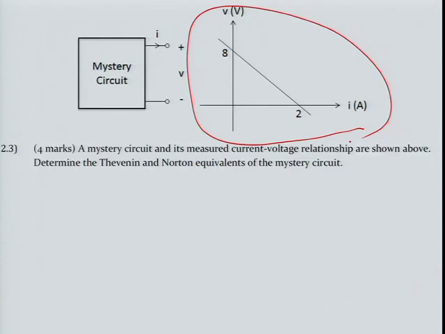What is the open circuit voltage? 8. It's the voltage corresponding to no current flow. So that must be this value here, which is 8. What is the short circuit current? No voltage. Short circuit, 0 volts across there, 2 amps. What is R Thevenin? VOC divided by ISC, which is 4 ohms. I've finished. That was 4 marks in 10 seconds.